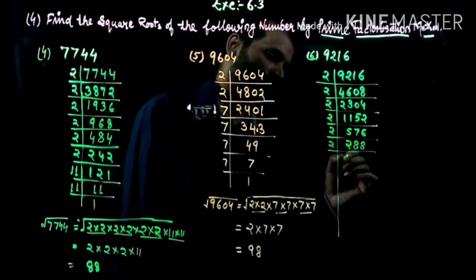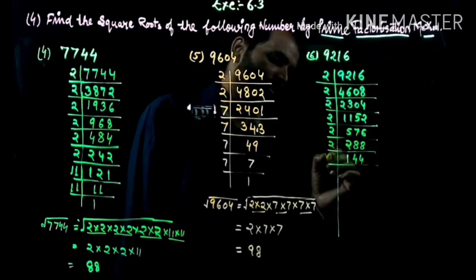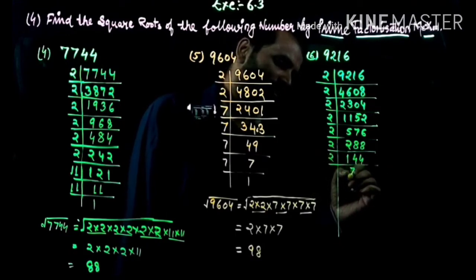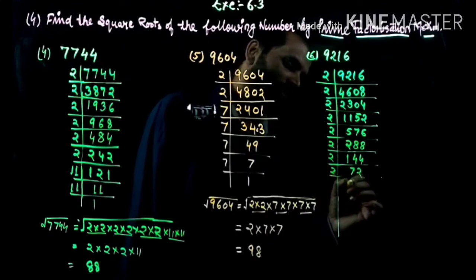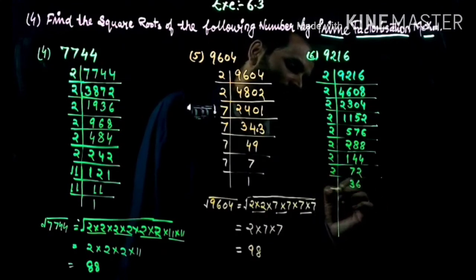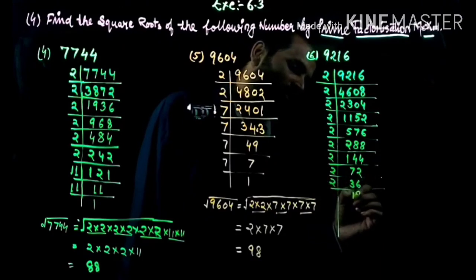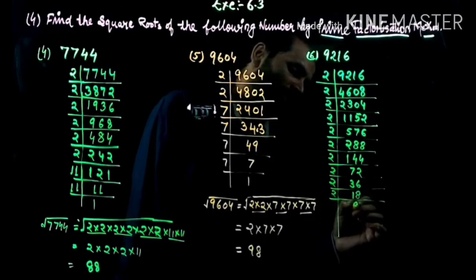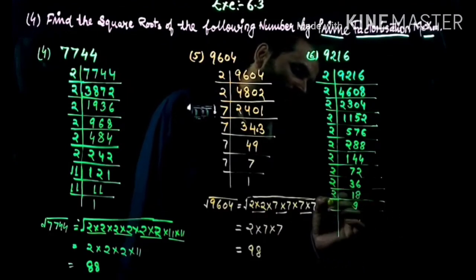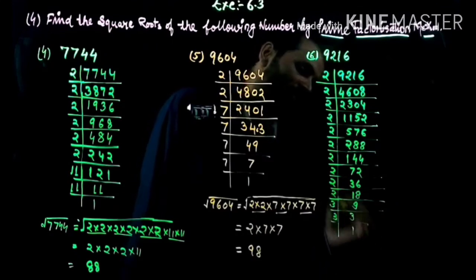Okay, then 2 1s are 2, 2 4s are 8. Then it will be 2, 2 7s are 14, 2 2s are 4. Next 2, 2 3s are 6, 2 6s are 12. Again 2, 2 1s are 2, 2 8s are 16. Again 2, 2 9s are 18. Then divided by 9, it will be divided by 3, and 3 1s are 3.